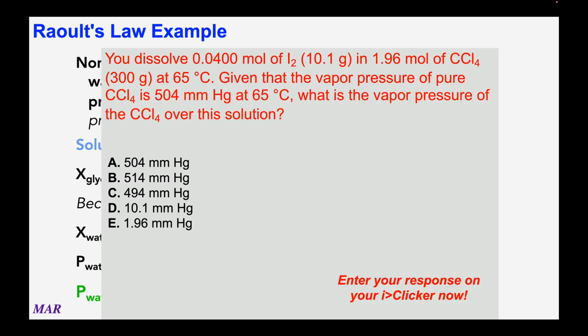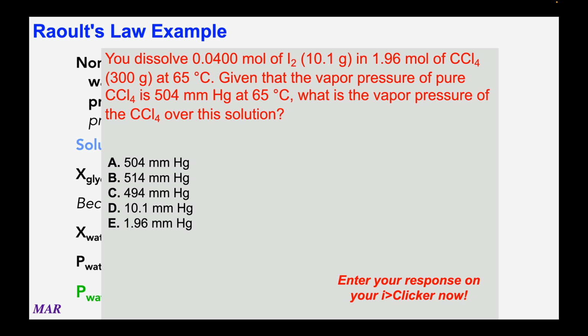Okay, so here's a question. This has iodine, I2, in carbon tetrachloride, CCl4. And it says the vapor pressure of the pure carbon tetrachloride is 504 millimeters of mercury. What's the vapor pressure of the CCl4 over the solution? All right, before we start this problem, let's identify what's going on here. Carbon tetrachloride is the solvent. It has a vapor pressure of 504 millimeters of mercury at 65 degrees Celsius.